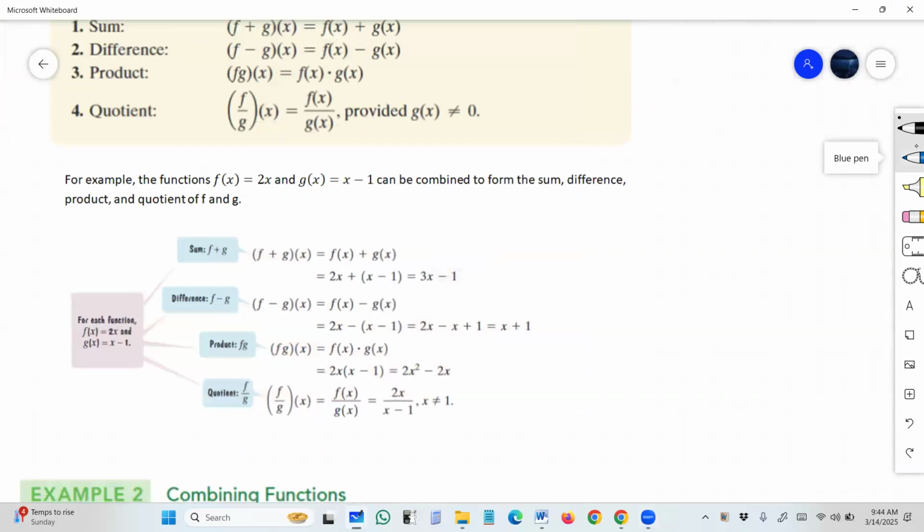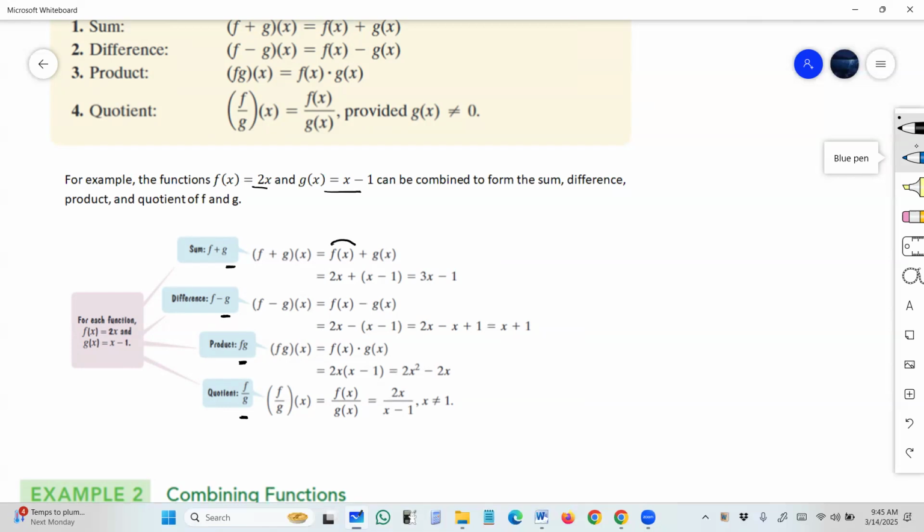I'm giving you here functions that are relatable. For example, f is 2x and g is x minus 1. And we'll find all four combinations of addition, subtraction, multiplication, and division for you to see how that works. So if f of x is 2x and g of x is x minus 1, here is the addition, subtraction, multiplication, and division.